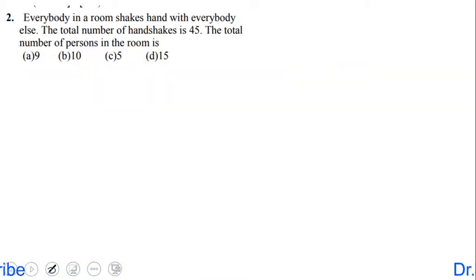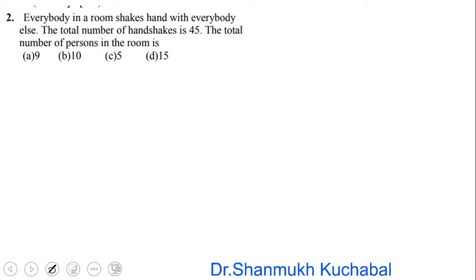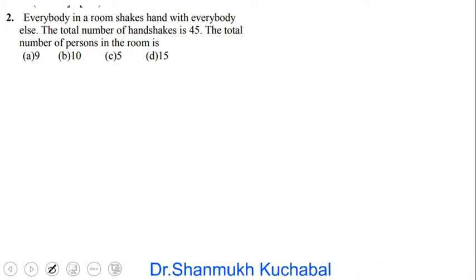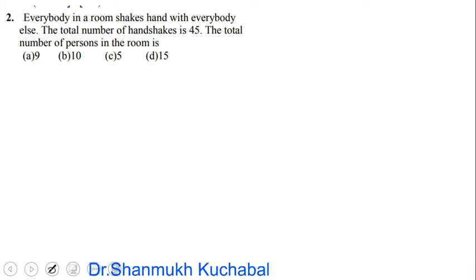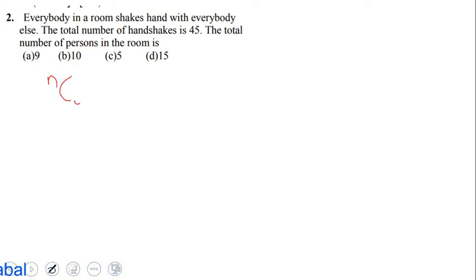Okay, next question. Everybody in a room shakes hands with everybody else. The total number of handshakes is 45. Find the total number of persons in the room. We don't know the total number of persons, so I take it as n. To shake hands, two people are required, so I write nC2 equal to 45, as given.